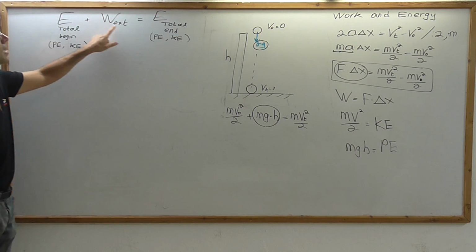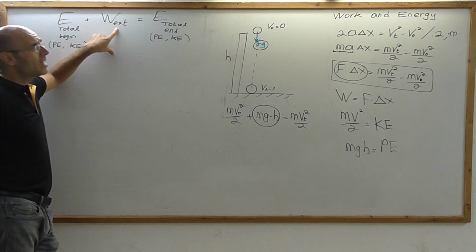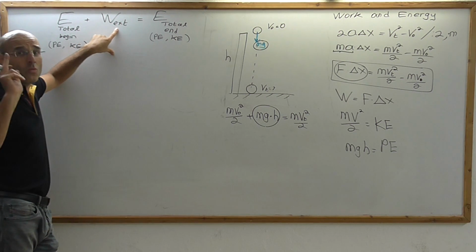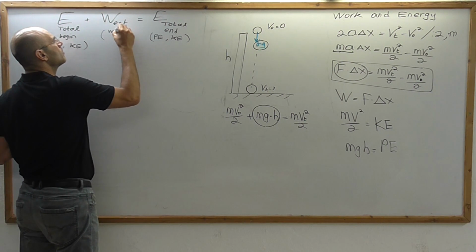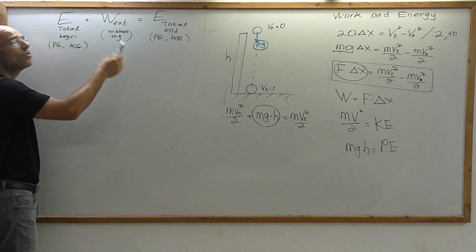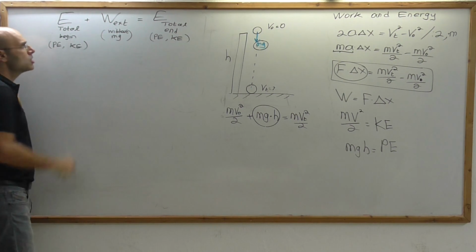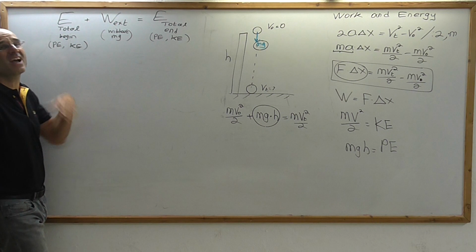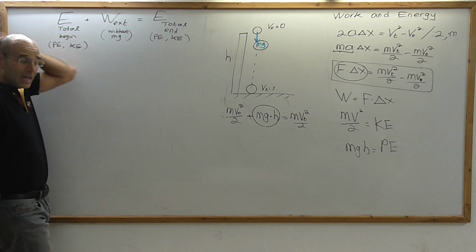And when I write W external, I'm referring to all the forces applied on an object without the mg. Why without the mg? Because the mg is already here in the potential energy. So when we write potential energy, it means that I already used it, so I don't use it again.